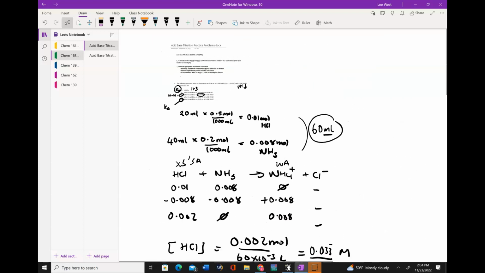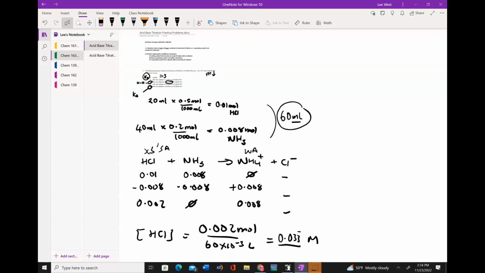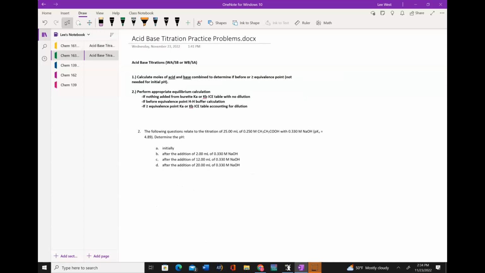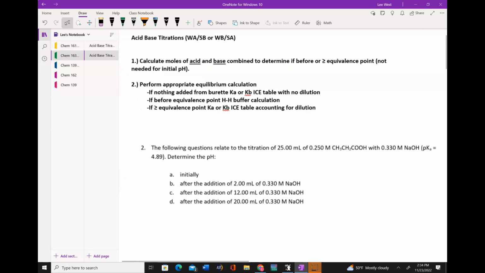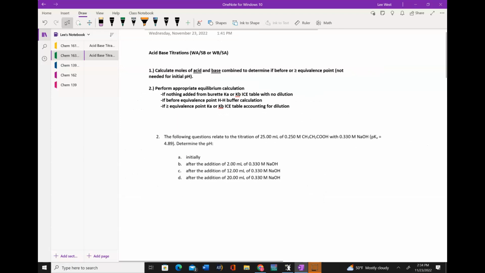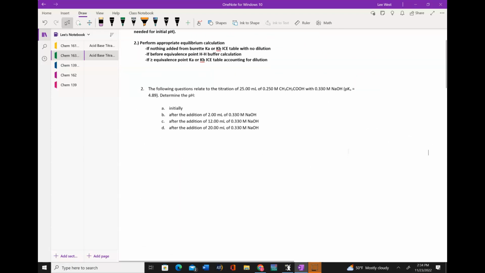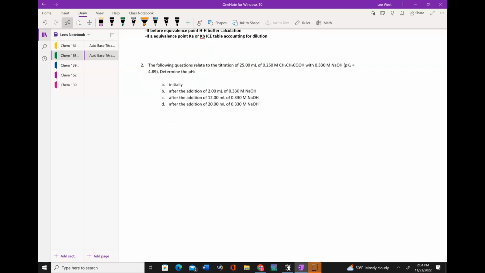So it's pretty complicated. I'll do one where we've got a weak acid in our vessel underneath our burette, and we're adding a strong base to it, just to show you how you do it the other way around. This problem is also a little bit different in that they give you a pKa rather than a Ka.